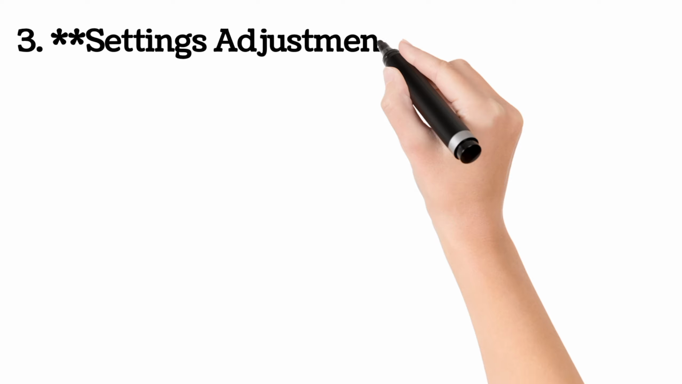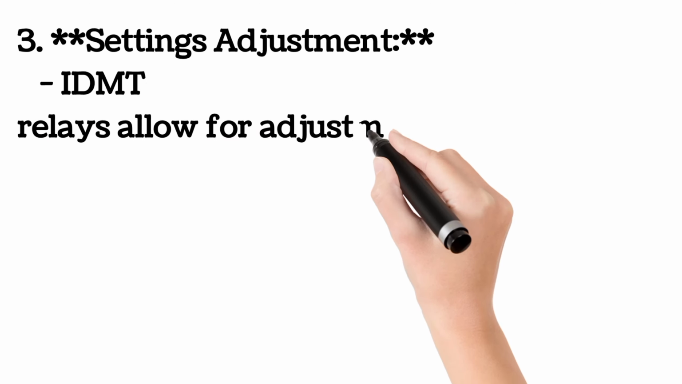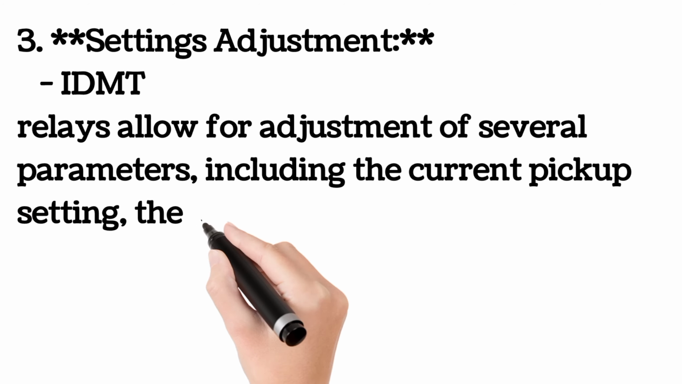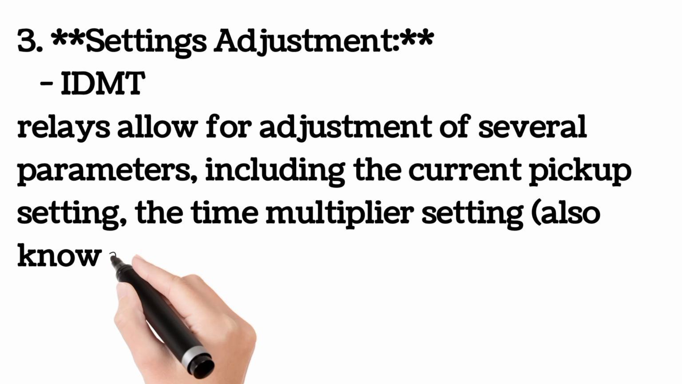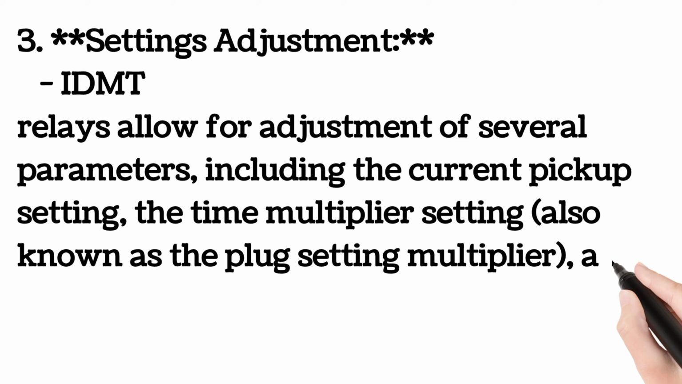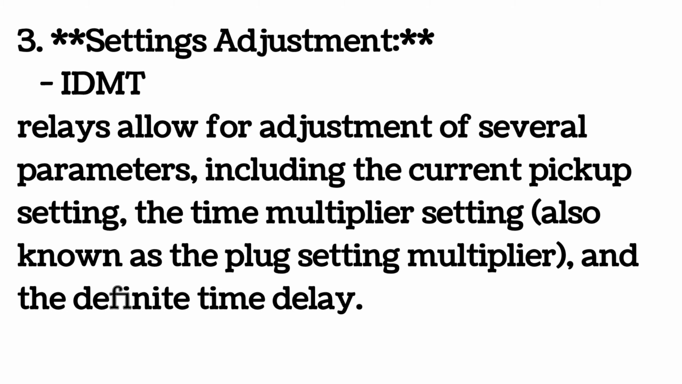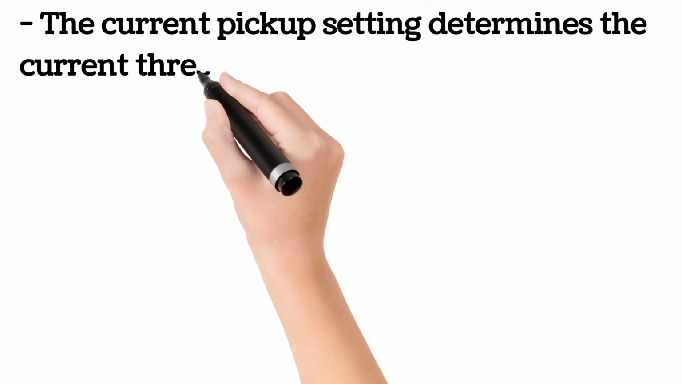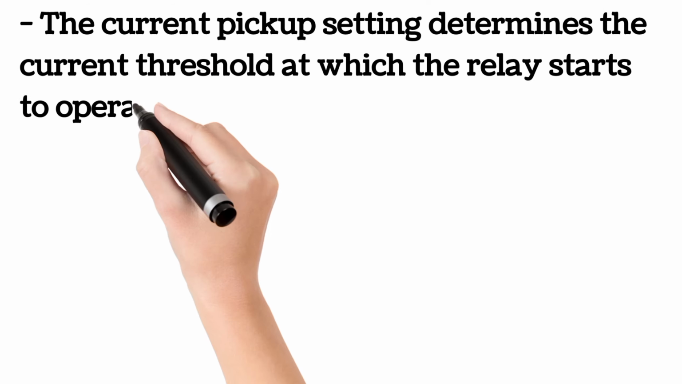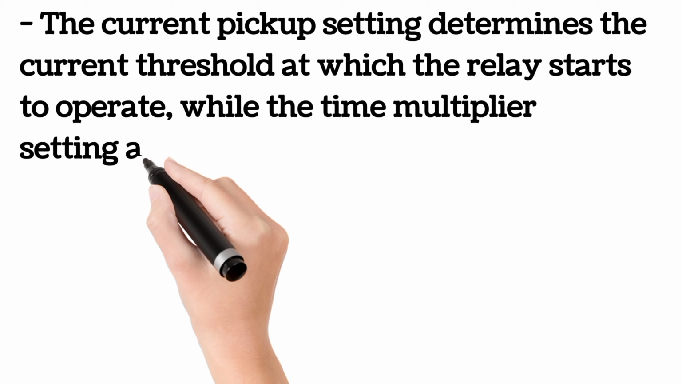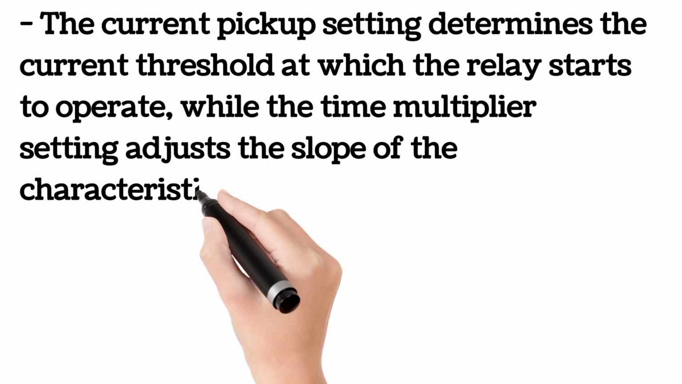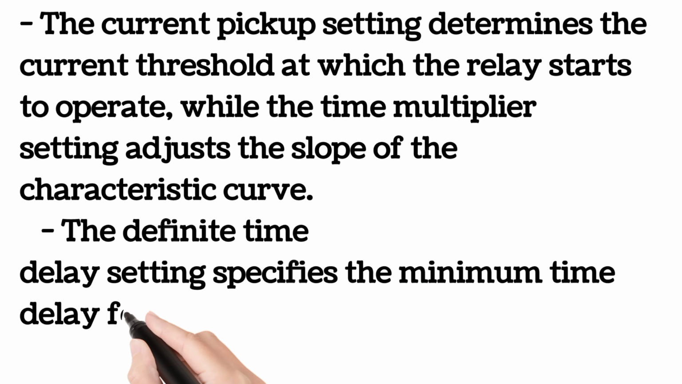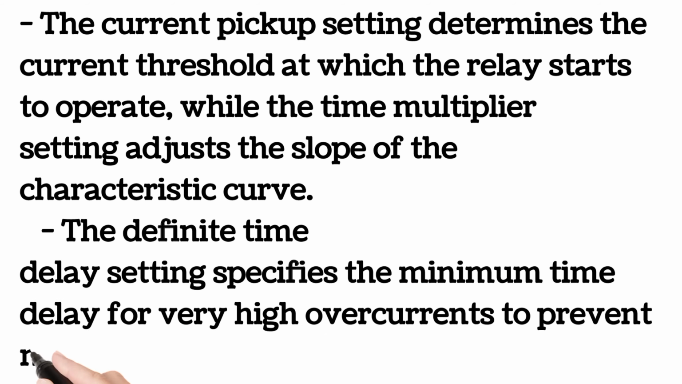3. Settings adjustment. IDMT relays allow for adjustment of several parameters, including the current pickup setting, the time multiplier setting, also known as the plug setting multiplier, and the definite time delay. The current pickup setting determines the current threshold at which the relay starts to operate, while the time multiplier setting adjusts the slope of the characteristic curve. The definite time delay setting specifies the minimum time delay for very high overcurrents to prevent nuisance tripping.